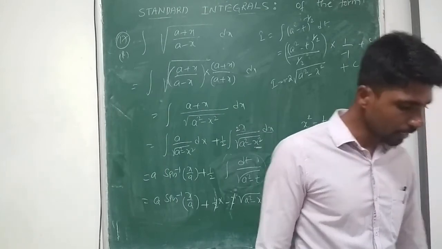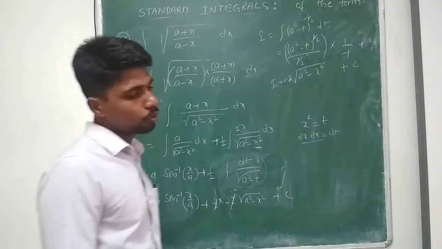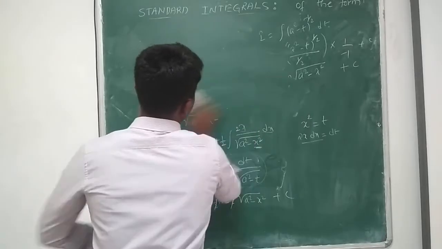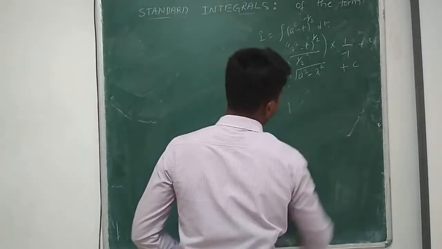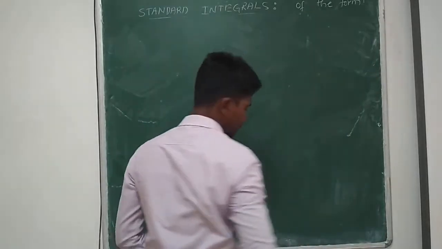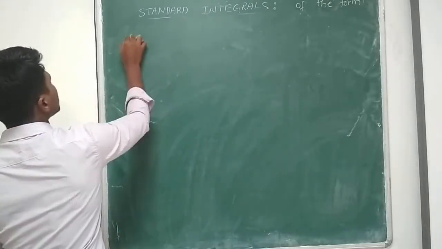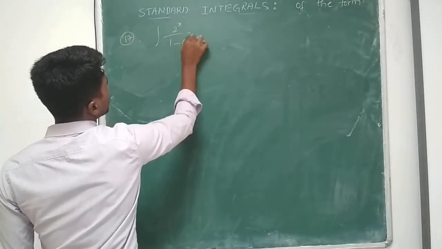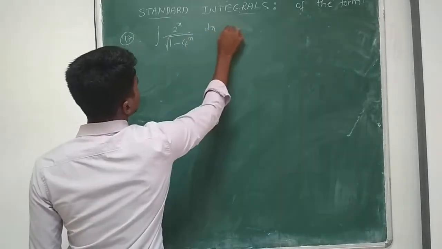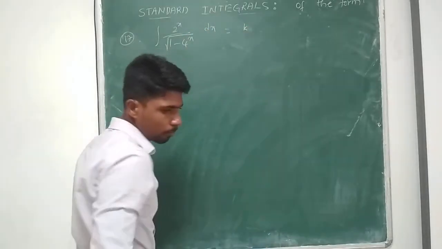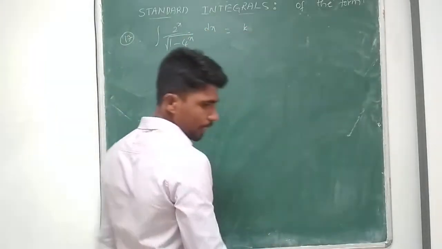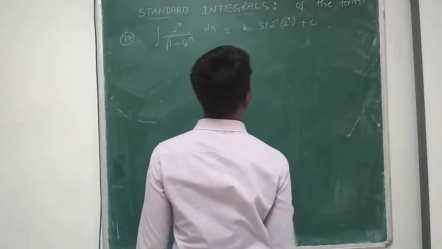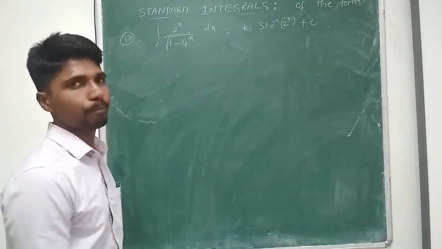Next, integral 2 power x by root of 1 minus 4 power x dx is equal to k into sin inverse of 2 power x plus c. Find the value of k.